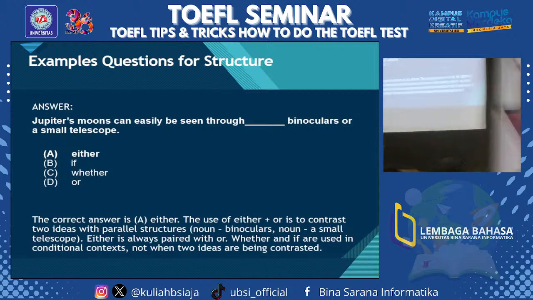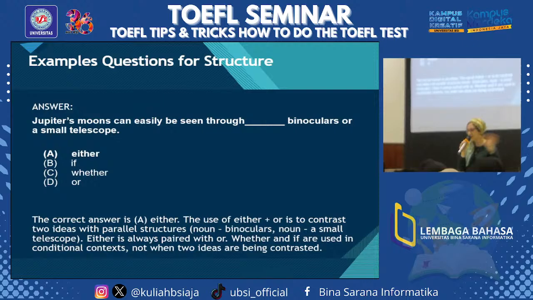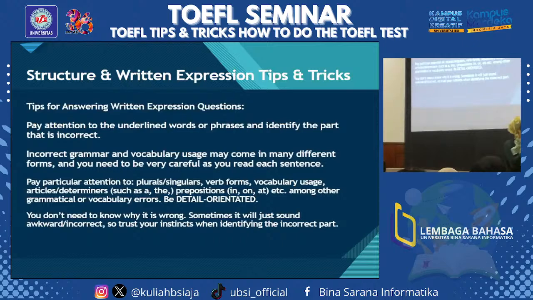The reason for that is that we use either when we have two parallel options. I like either coffee or tea in the morning. I don't want both. I want either coffee or tea. You can look at Jupiter's moons through either binoculars or a small telescope. So when you have two parallel structures, either-or is fine to use. You can't use if or whether. Those are more for a speculative situation. And you can't use or because you wouldn't use or twice in the same sentence. So you can easily eliminate the others to find the right answer. Okay, next slide, please.